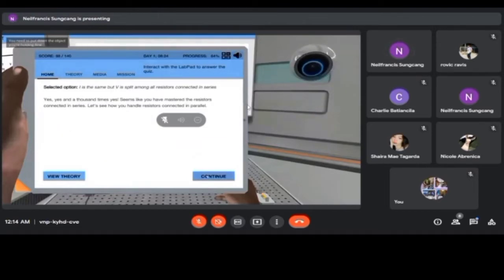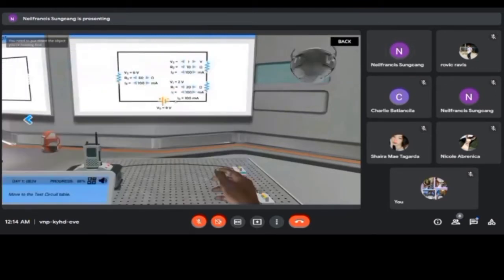Seems like you have mastered the resistors connected in series. Let's see how you handle resistors connected in parallel. Parallel. Move to the test circuit table.